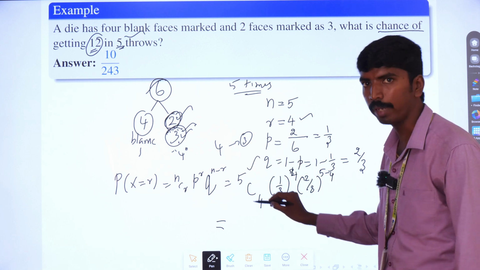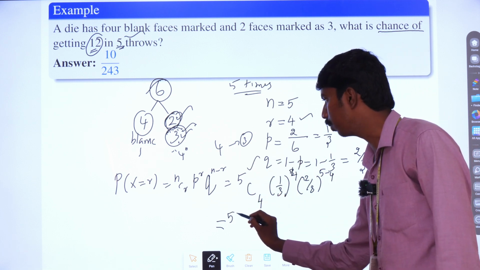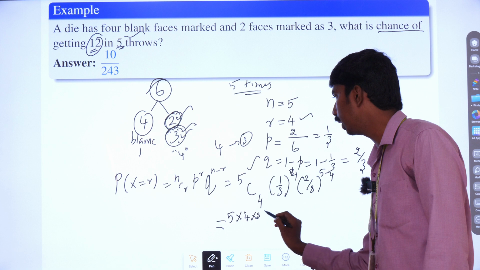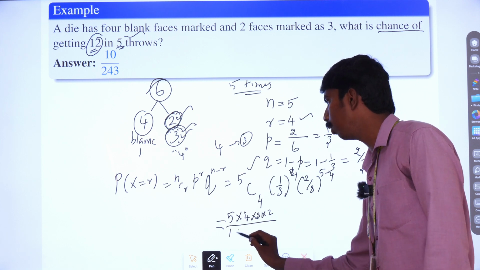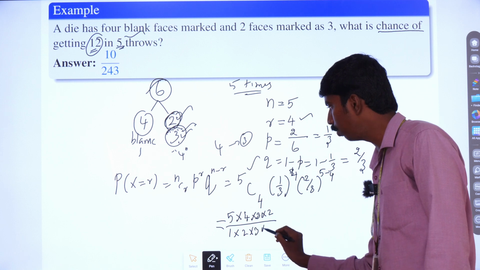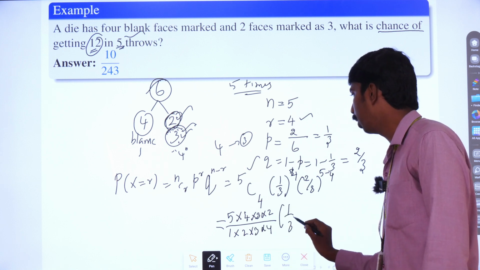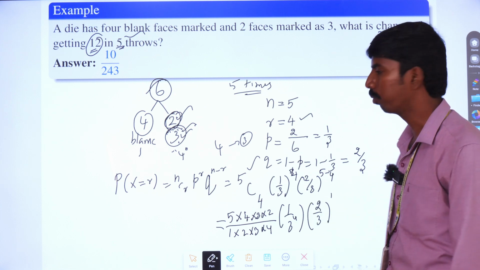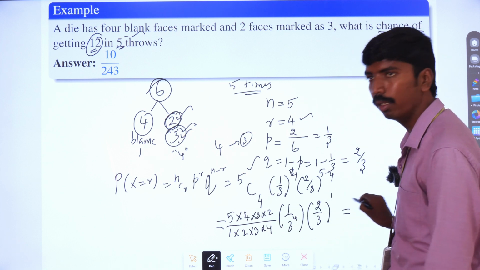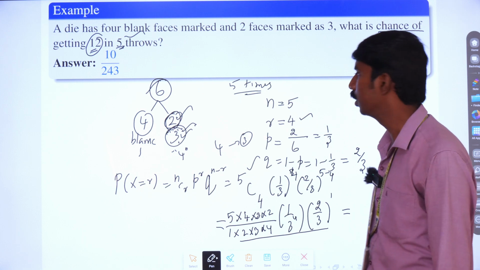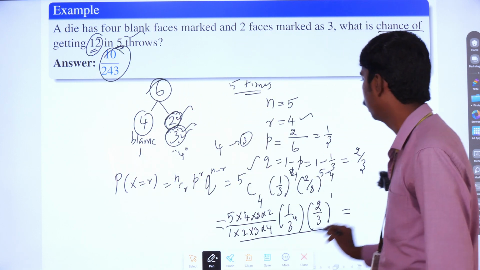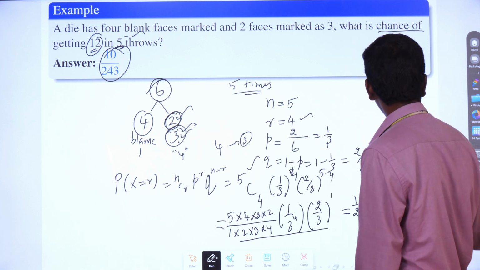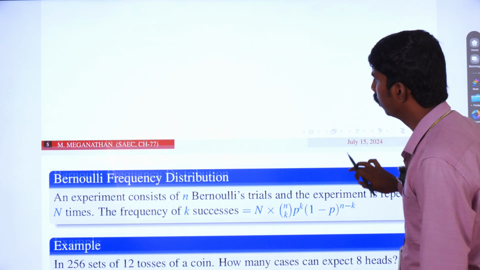Again, I will just highlight what is 5C4. 5C4 is nothing but you can start with 5. The number of terms is 4, reducing 1 by 1: 5 into 4 into 3 into 2. Then the denominator also has 4 terms, starting with 1, 2, 3 and 4. This is multiplied by 1 divided by 3 power 4, then 2 by 3 power 5 minus 4, which is 1. Then you can simplify the numerators and denominators. When you solve this one, the answer is nothing but 10 divided by 243.